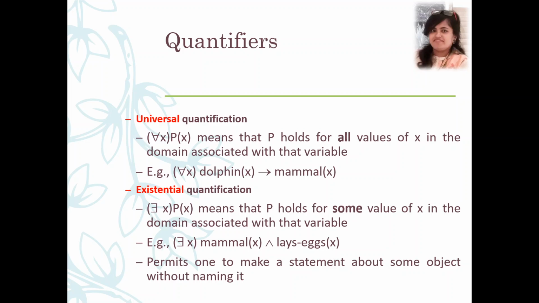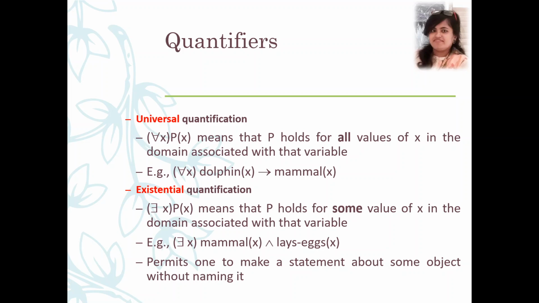Now, another thing, if I told you for the existential quantification, that is for some x, p means that p holds for some value of x in the domain associated with that variable. For example, the sentence is that some mammals lay eggs. That is, there will be some mammals, not all mammals, who are going to lay eggs. So that is existential quantification.